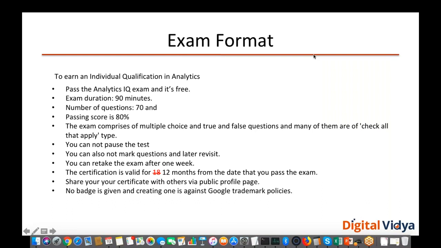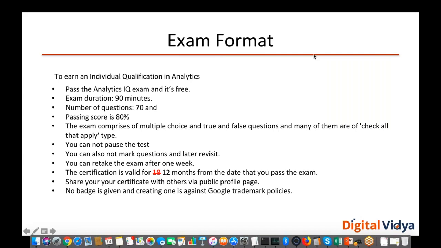You can prepare for the exam at your own pace. Again, that's the best part. When you are ready, go to the exam site. You will be given 90 minutes to complete the exam. There are 70 questions and the passing score is 80%. The exam is primarily MCQ. Some of the questions are very simple, while many of them will be very tricky. They will be scenario based.